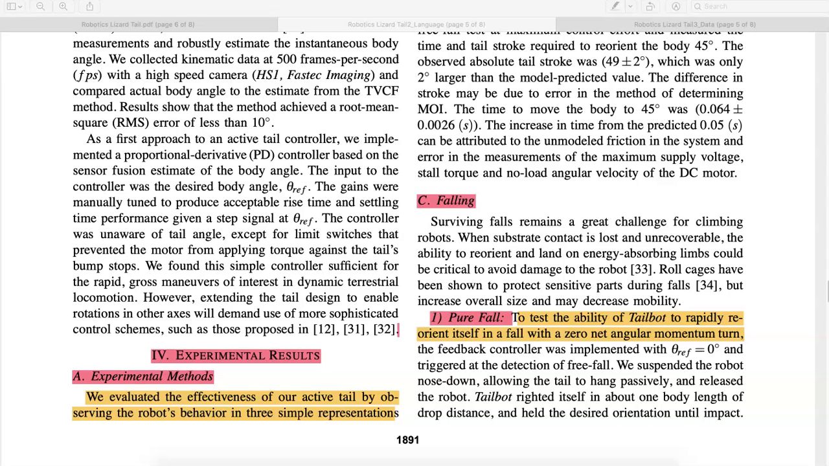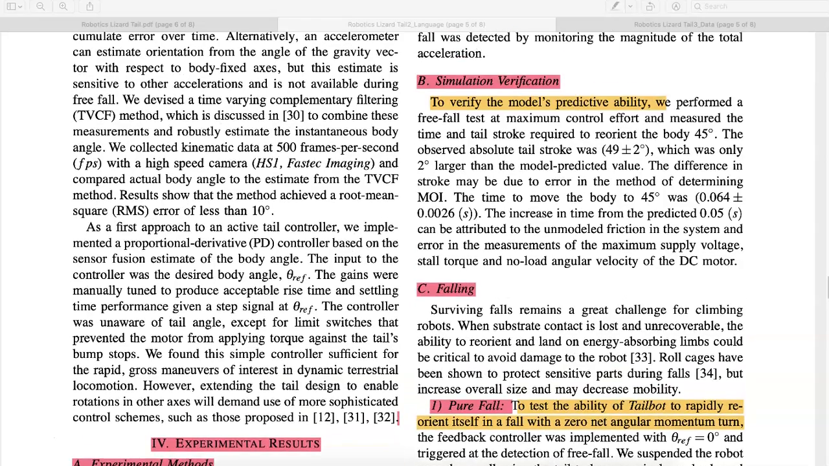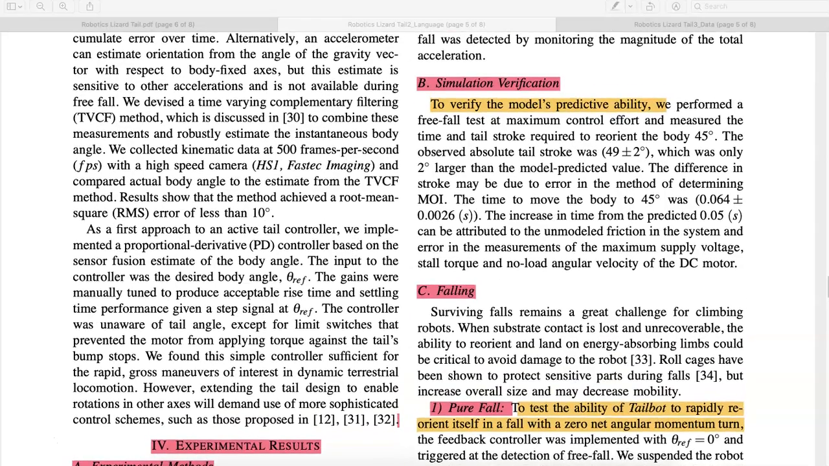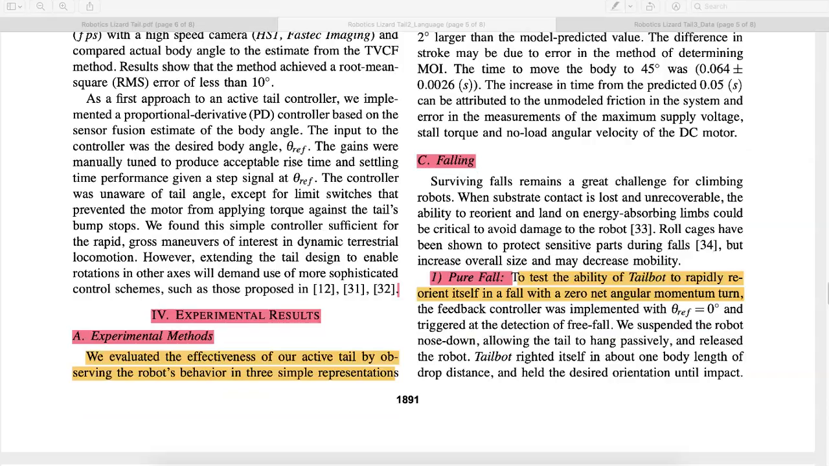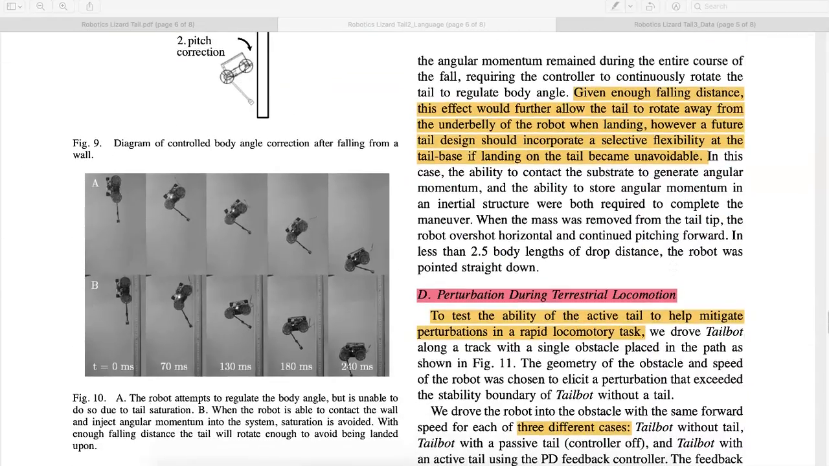Overall, in the experimental results section, the writing style remains mostly the same, and the authors open up each chunked section with similar explanations of why they are performing certain actions. For instance, the authors state, "To verify the model's predictive ability, we performed a freefall test at maximum control effort and measured the time and tail stroke required to reorient the body 45 degrees. To test the ability of Tailbot to rapidly reorient itself in a fall with a zero net angular momentum turn. To test the ability of the active tail to help mitigate perturbations in a rapid locomotory task."